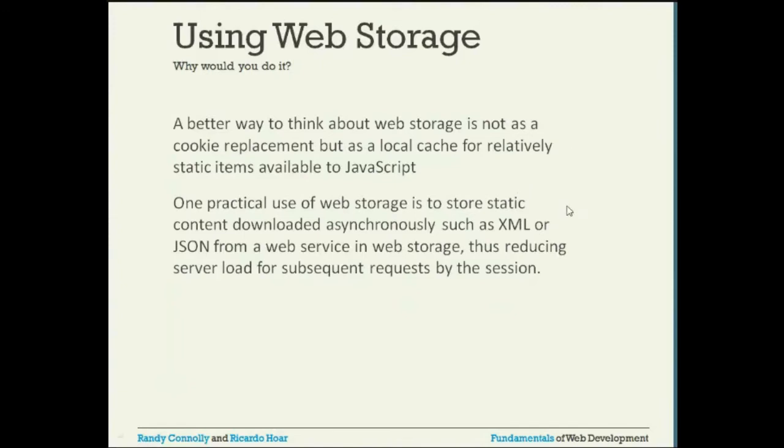So one practical use of web storage is to store static content downloaded asynchronously, such as XML or JSON. Asynchronously means you can use any kind of web service. You need not load that particular information at the time of rendering the page. You can make an asynchronous call. We are going to see Ajax. You can make an asynchronous call, get the information and keep it in the web storage.